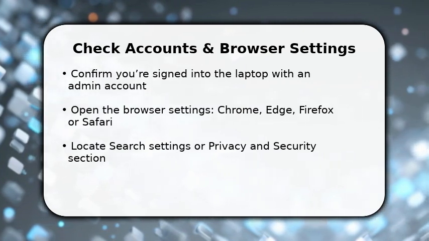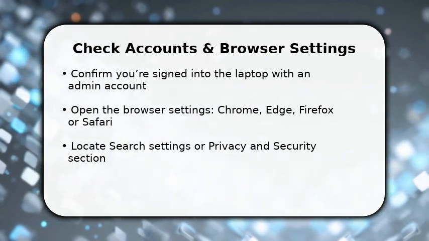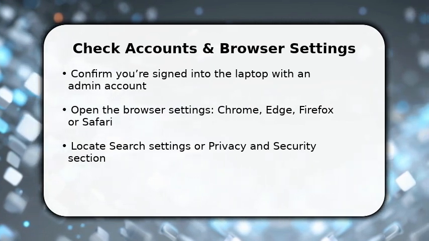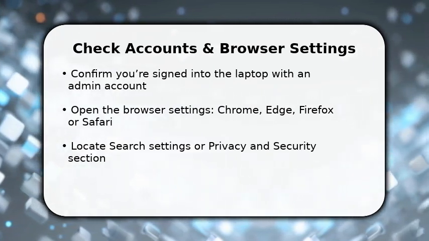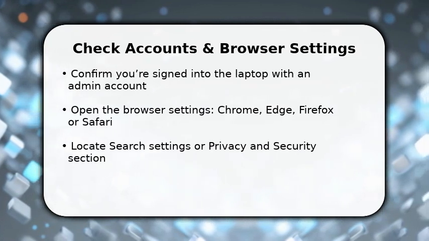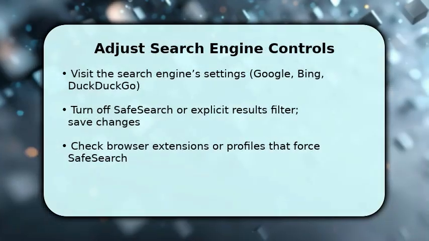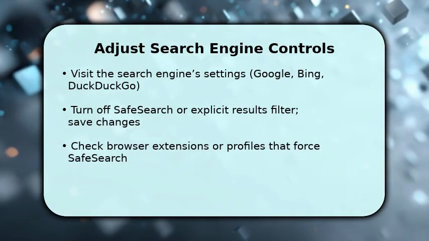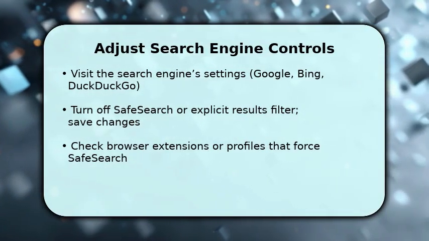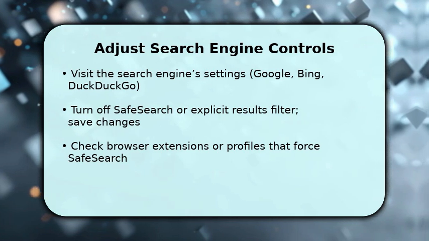You're doing this because the browser-level Safe Search blocks explicit results before the search engine receives your query, so turning it off here affects immediate behavior. Now you go to the search engine's own settings page and change its Safe Search preference. For example, uncheck or toggle off Safe Search in Google or disable strict filtering in Bing.